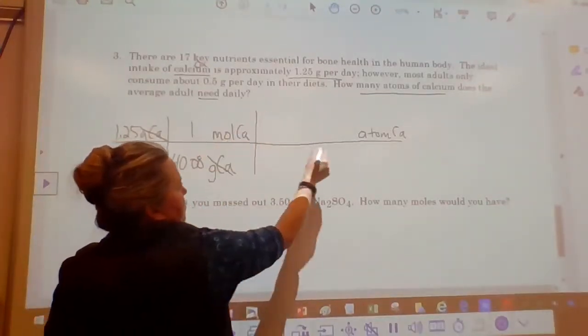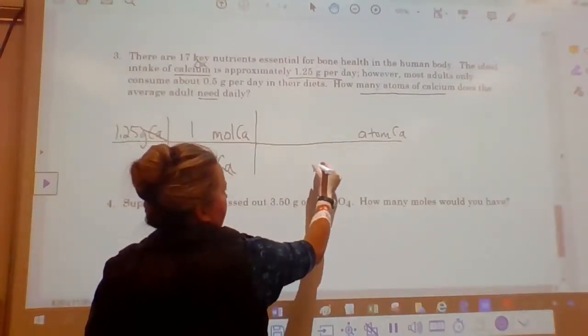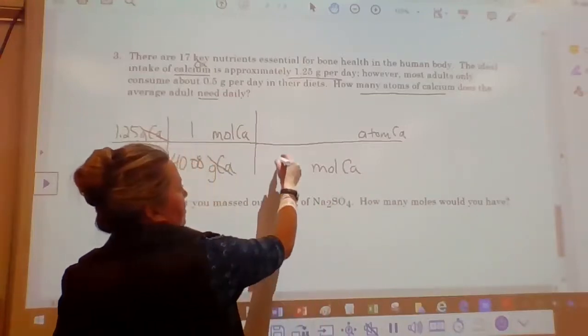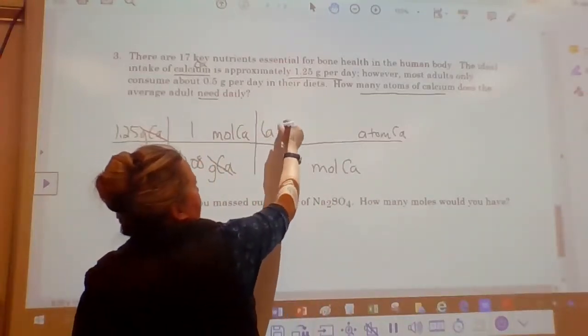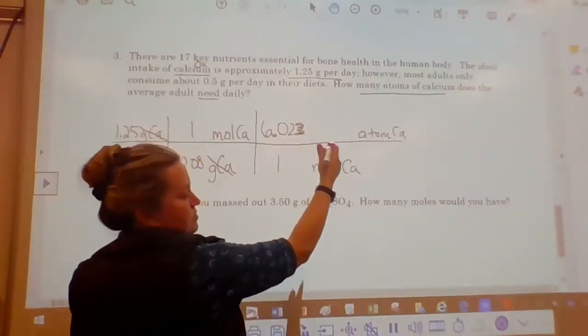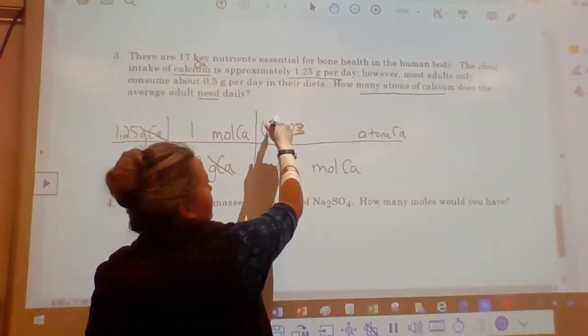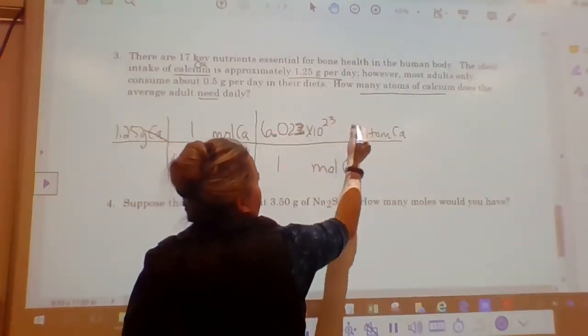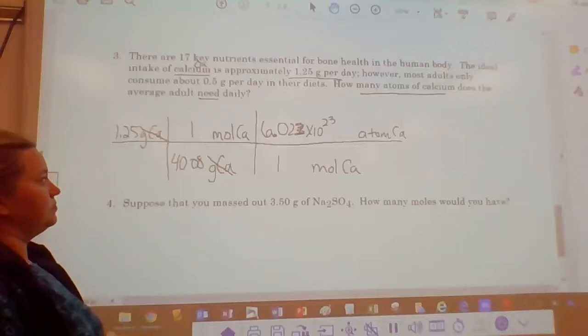I don't want moles, I want atoms. So I'm going to bring moles of calcium here. I know in 1 mole there's 6.022, I'm sorry, for years it's always been 6.022 for me, but 6.02 times 10 to the 23rd atoms in 1 mole.